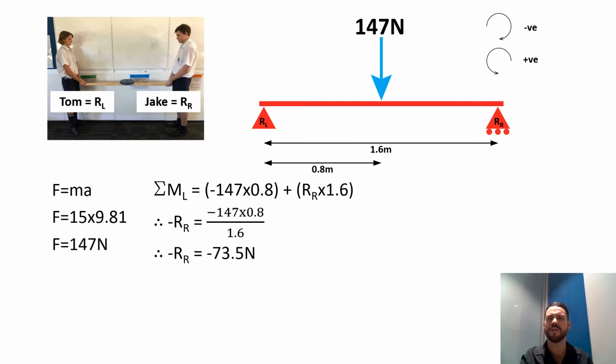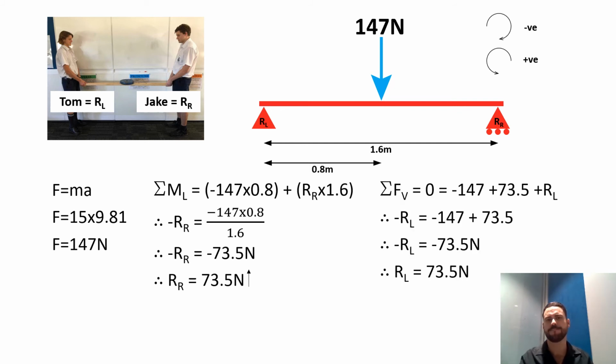Now, don't get fooled by the negatives. We've got two negatives here. It says negative reaction right equals negative 73.5 newtons. Of course, those two negatives cancel each other out, which means our reaction right is actually 73.5, and it's pointing in the upwards direction. So remember, this one took me a little bit of time when I was learning this stuff to get my head around. When we're trying to find the reaction right, we take the moments about the left side. When we're trying to work out the reaction left, we take the moments about the right side.